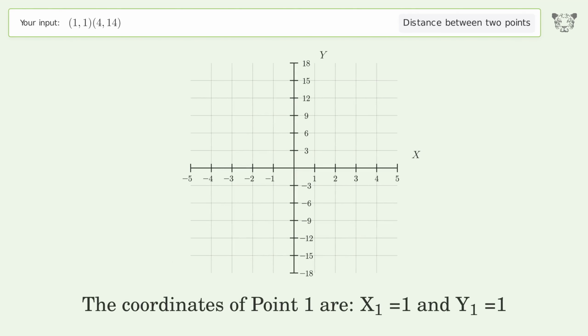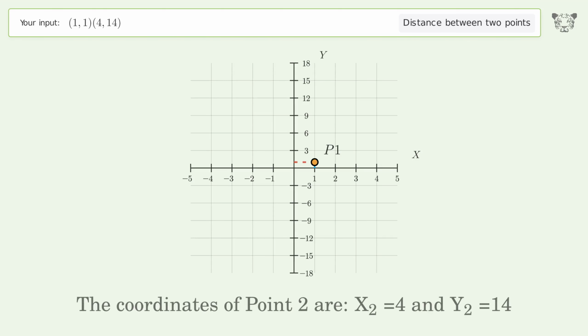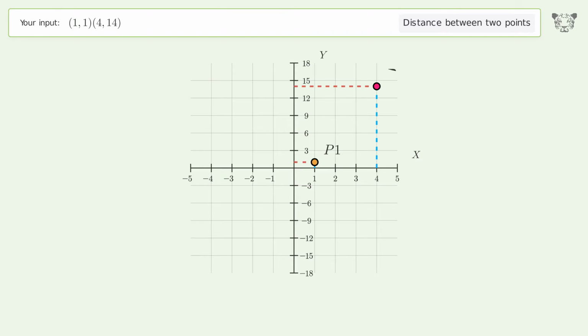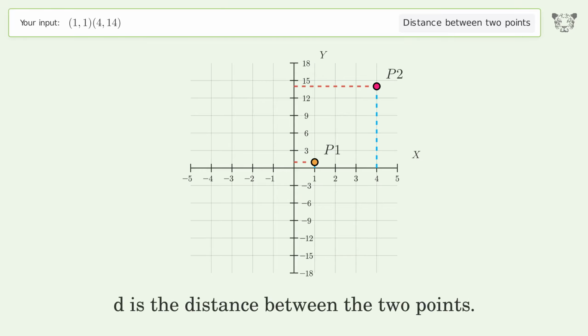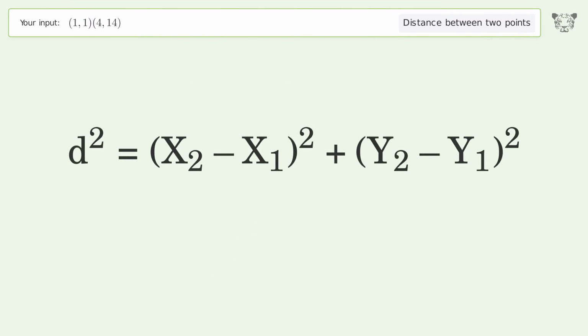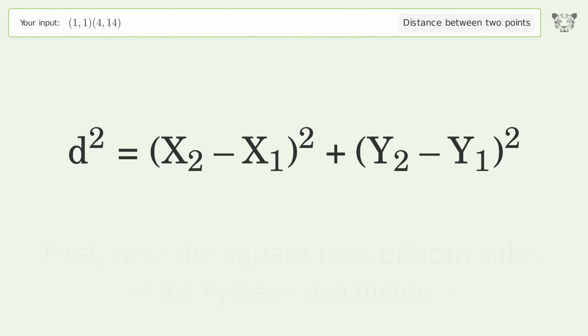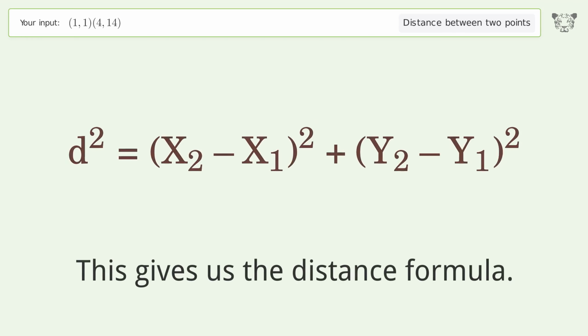The coordinates of point 1 are x1 equals 1 and y1 equals 1. The coordinates of point 2 are x2 equals 4 and y2 equals 14. D is the distance between the 2 points. First, take the square root of both sides of the Pythagorean theorem. This gives us the distance formula.